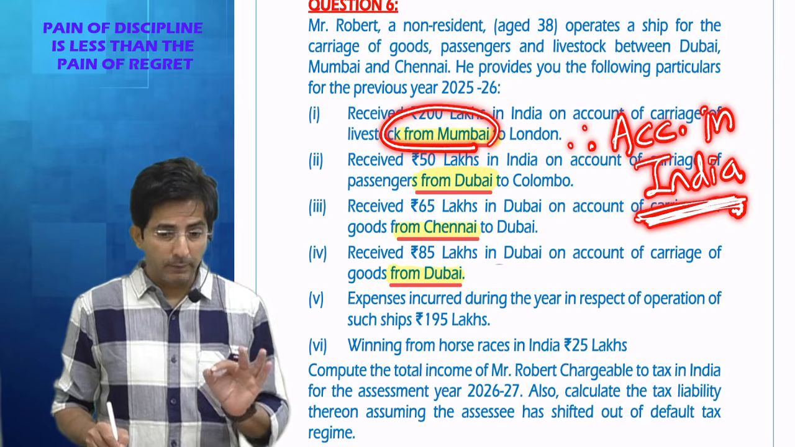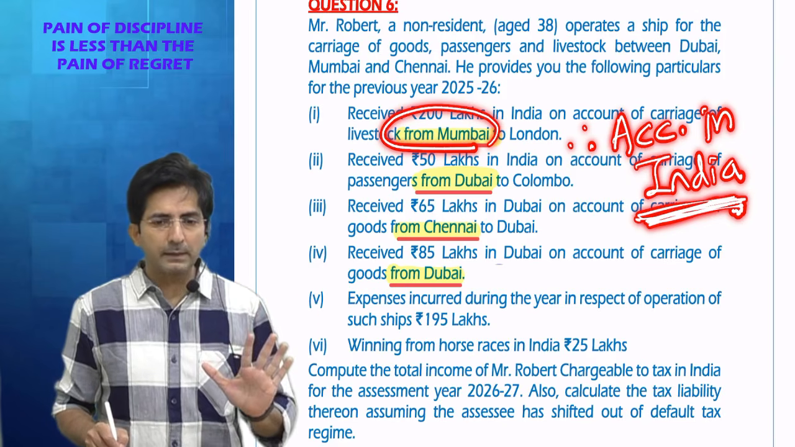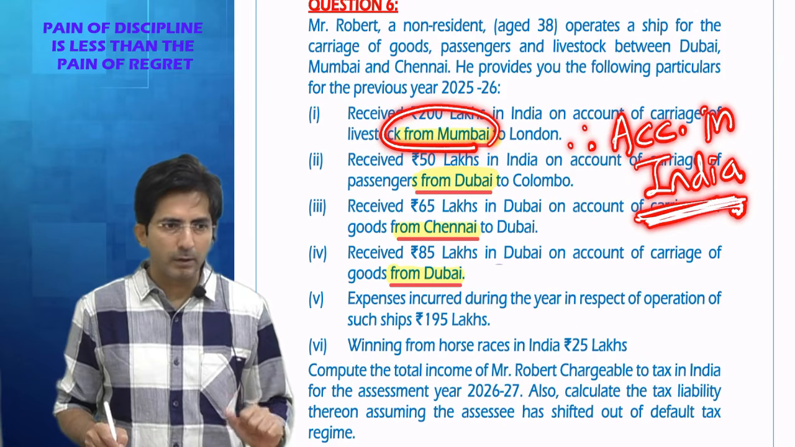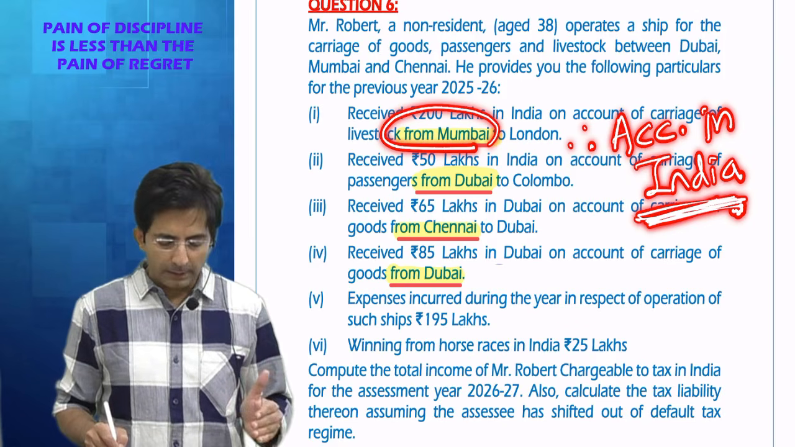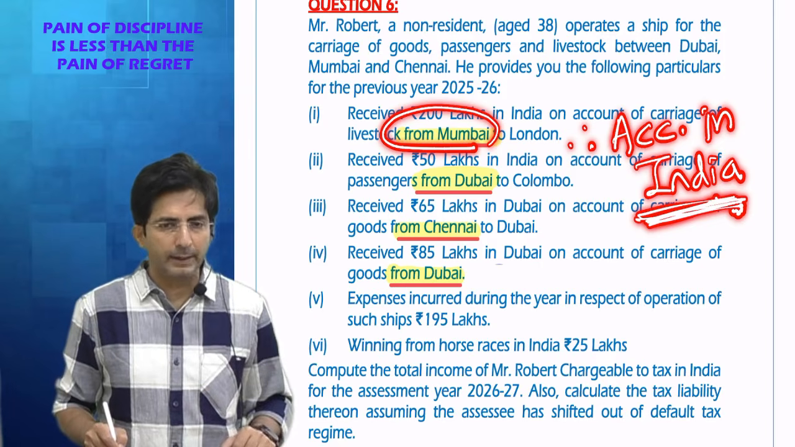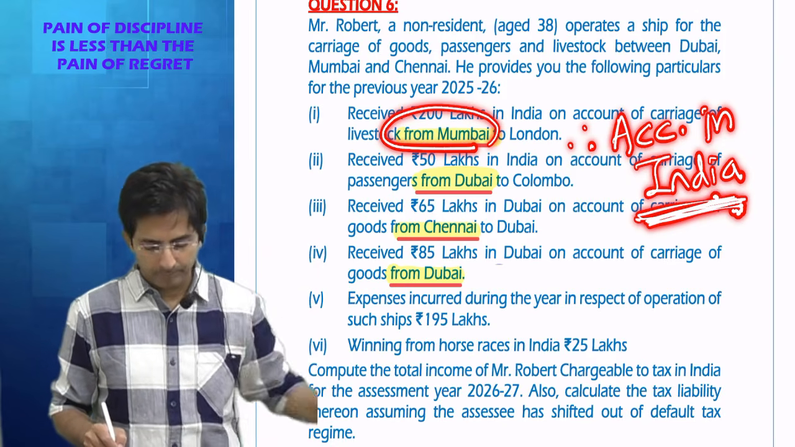Because I remember when this type of question came in one past paper, immediately after the exam, a few students asked me the doubt, sir, how will we come to know this is accrued in India or not? So I had to tell them that once the ship is moving from India, it's accrued in India. And if the ship starts from London, then accrued in London.